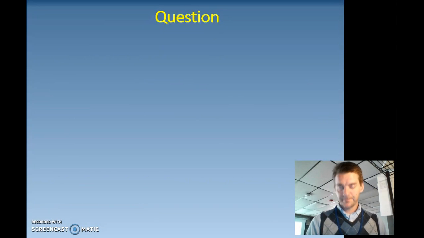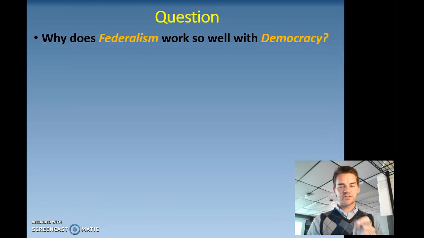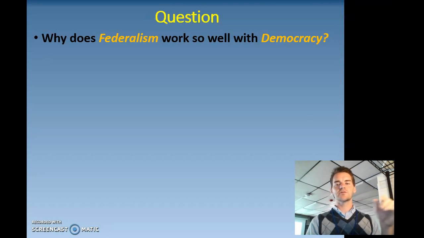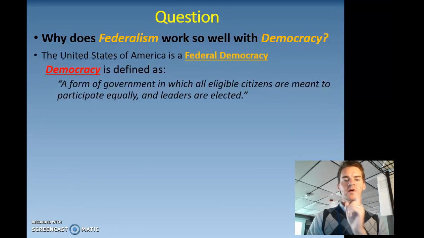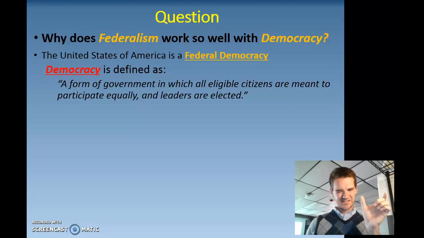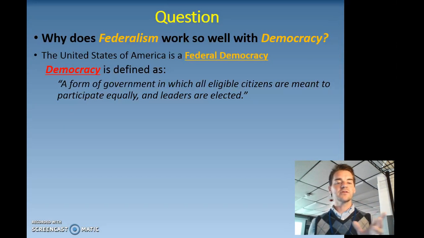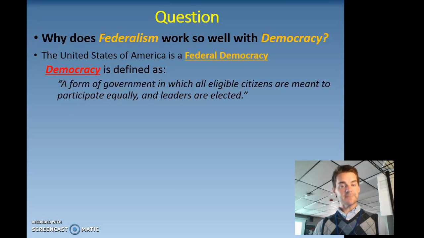So I'm getting tired, so let's kind of get to the point. Why does federalism work so well? Why do we have it in this country instead of unitary or confederate, not specifically as it relates to how diverse we are, but specifically as it relates to democracy? Just to recap, remember, the United States, we have a democracy. And now that we know what a federal system is, we can be more specific and say we have a federal democracy. So democracy is a form of government in which all eligible citizens are meant to participate equally, and our leaders are elected by the citizens.